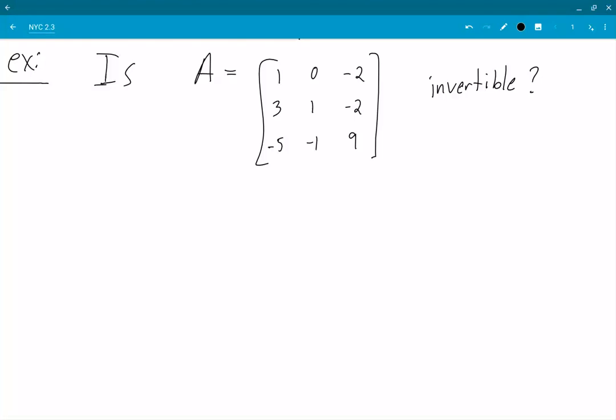Okay, an example to illuminate. So is this matrix invertible? Well, I'm going to use part C of the theorem. I'm just going to see that this matrix has 3 pivots, and that will be enough.